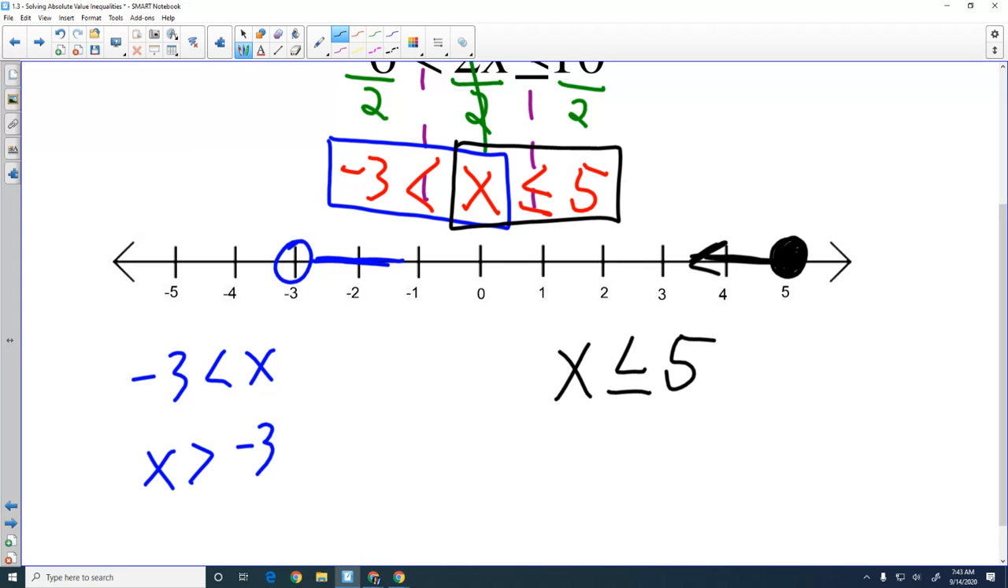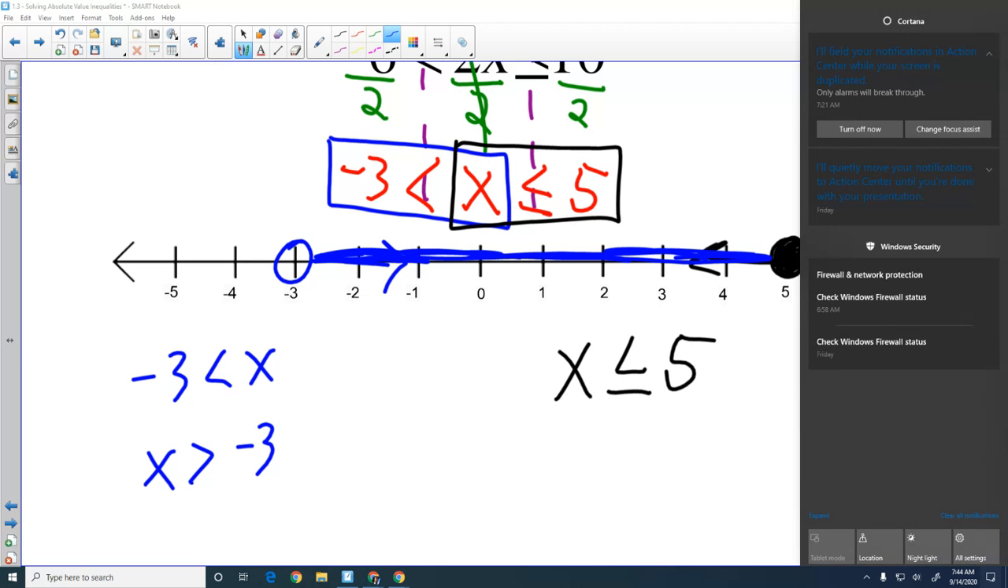And since both of these shadings are pointing at each other, you're going to make that bridge across between them. So you're going to shade all the way from the negative 3 to that positive 5. And that shaded bridge connecting those two endpoints represents all the solutions back to our original inequality. So back up at the top.